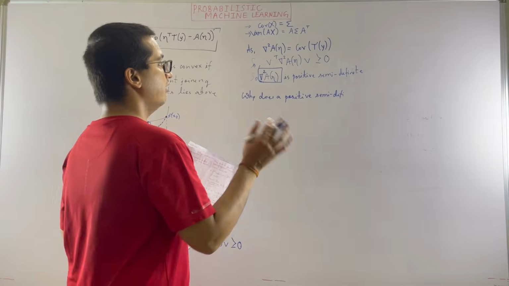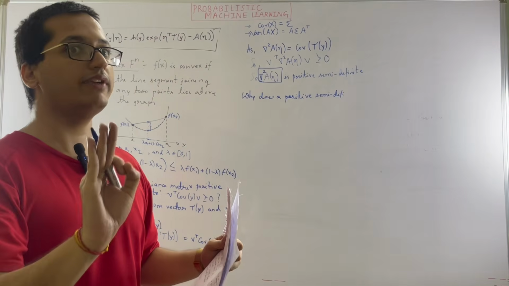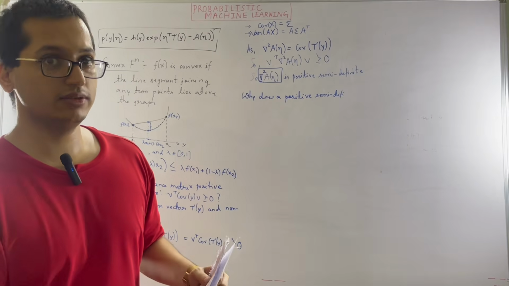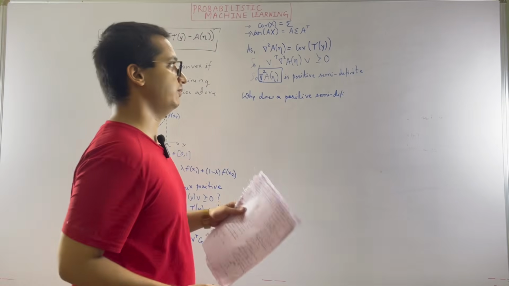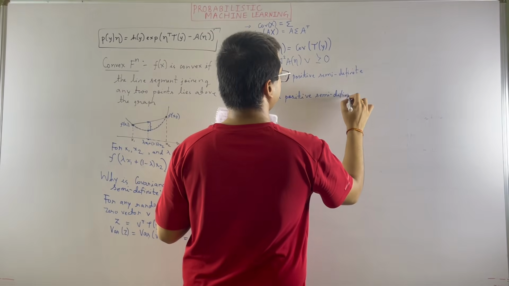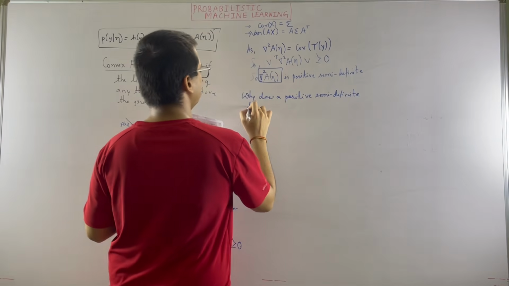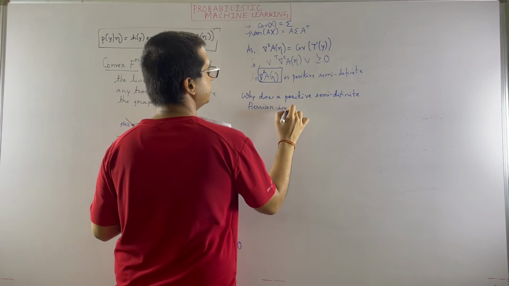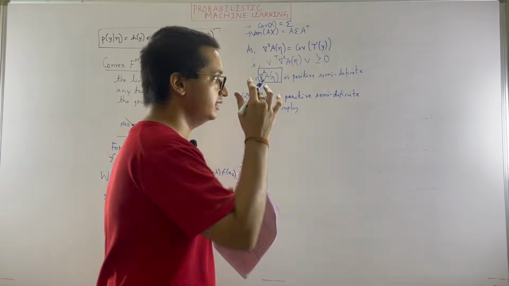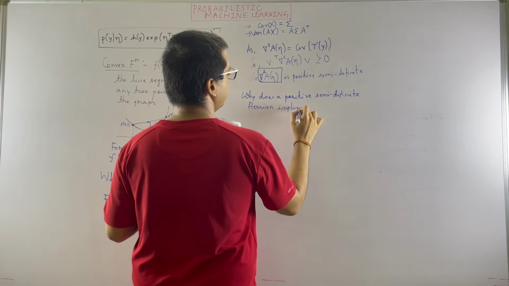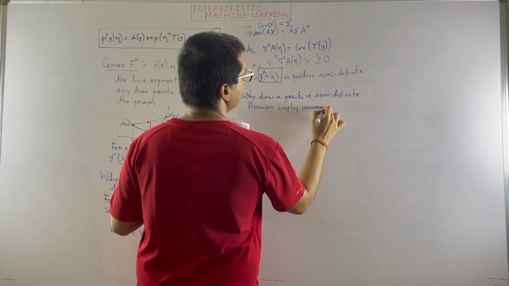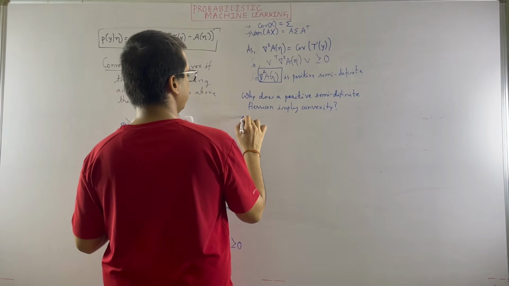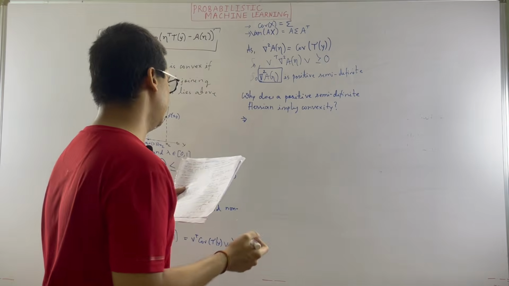Why is it so? Why is A of eta convex if del square of A of eta is positive semi-definite? So we come to that proof. Why does a positive semi-definite Hessian imply convexity? We will use the Taylor series expansion for this, and basically here we have the second order condition for convexity.